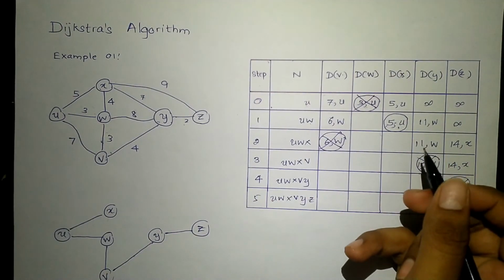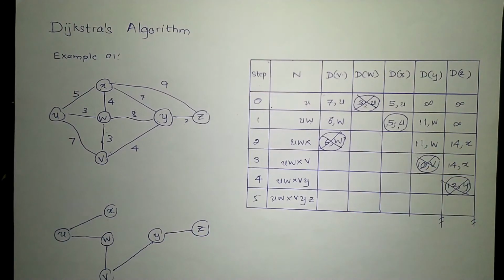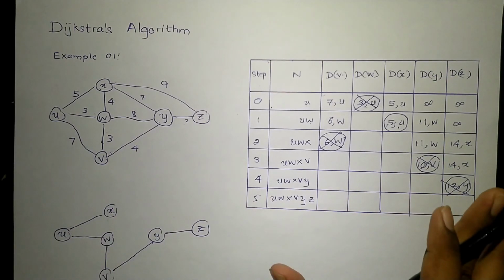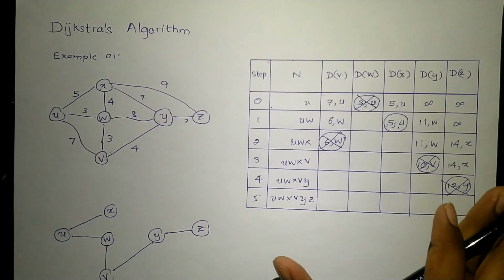So the shortest path for the nodes to be connected from u is this way. If x wants to connect, there is a direct connection, w direct connection. For v, it's more beneficial coming through the w. Likewise, you see the pattern. So this is the answer for Dijkstra's algorithm in this question.